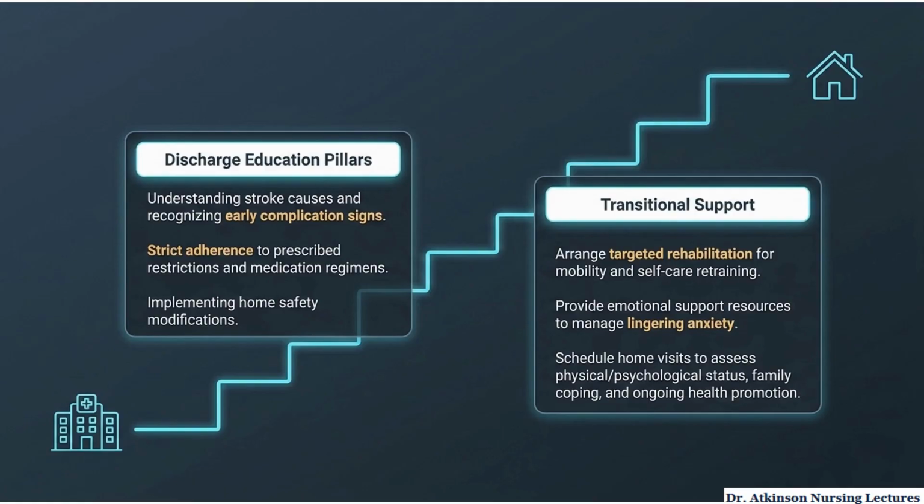And finally, transitional support matters. These patients often need targeted rehabilitation for mobility, speech, cognition, and self-care retraining. Emotional recovery is important too, because anxiety and fear after a hemorrhagic stroke are extremely common. The big takeaway is this: discharge is really a transition point, not a finish line. Ongoing monitoring, education, rehabilitation, and family support are essential parts of long-term recovery.